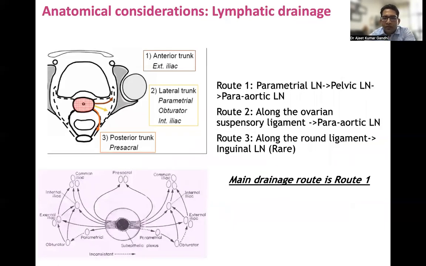Now coming to lymphatic drainage of the cervix. There are three routes of lymphatic drainage. However, the most common is route 1, where there is a systematic drainage of the lymph nodes from the parametrial to the iliac group of lymph nodes, to the pelvic group of lymph nodes, and then to the paraortic group of lymph nodes. The other routes, through the ovarian suspensory ligament to the paraortic lymph nodes or along the round ligament to the inguinal lymph nodes, are rare.